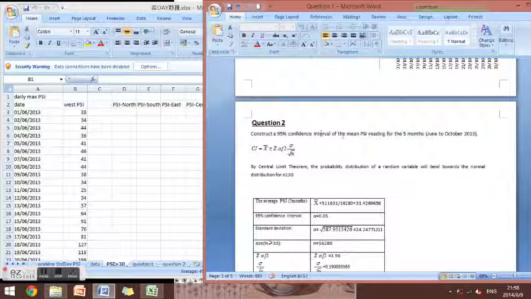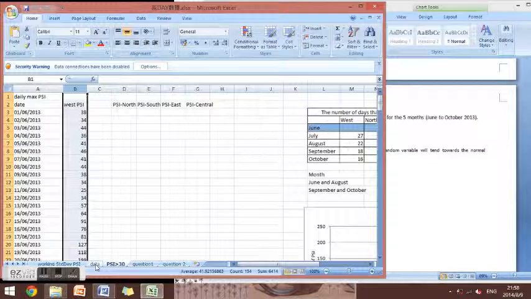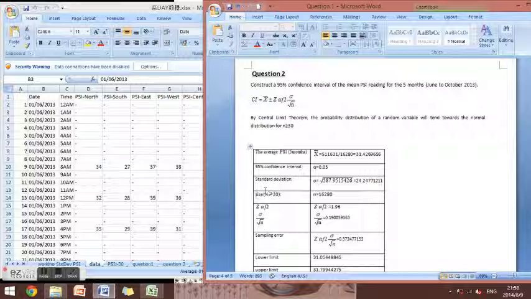For question 2, construct a 95% confidence interval of the mean PSI reading for the 5 months. By the central limit theorem, the probability distribution of a random variable will tend towards the normal distribution when n is more than 30. From our data, we know that our sample size n is more than 30, so we can use this formula to help us.